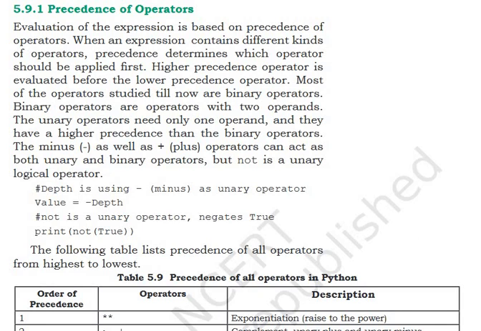So we have unary operators, we have binary operators. Binary operators are the operators with two operands, a plus b, a minus b. Unary operator is the one with only one operand, minus a, minus b. So we have a table that lists the precedence of all the operators from highest to lowest.